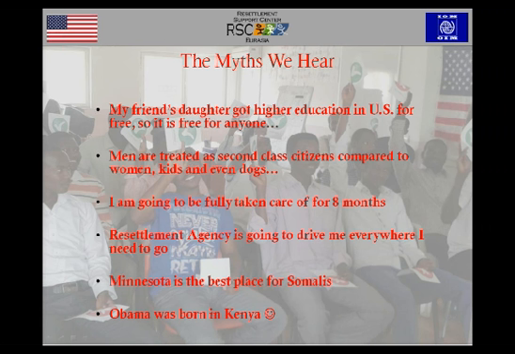Some raise questions, as you can see here, about whether Minnesota is the best place for Somalis. Some raise questions about secondary migration, and we use different case studies to show that it's best for refugees not to move anywhere for at least the first year and then make an informed decision.